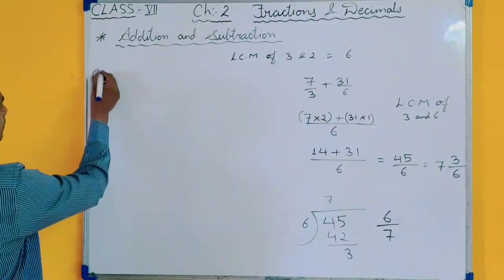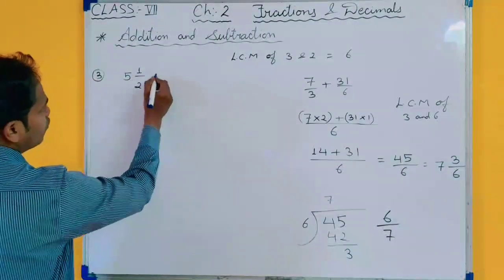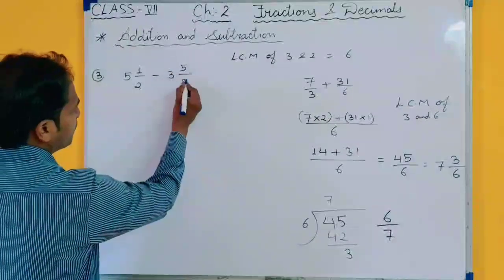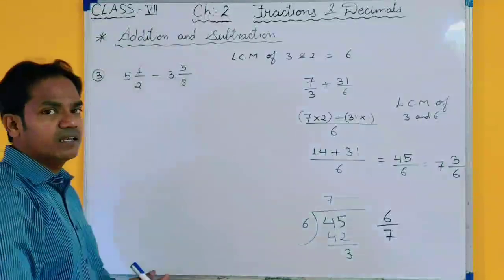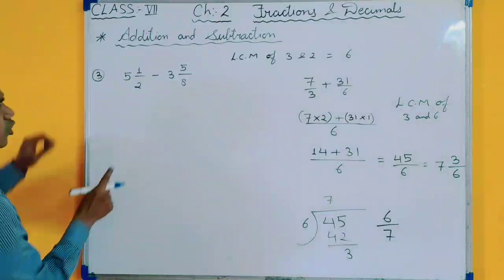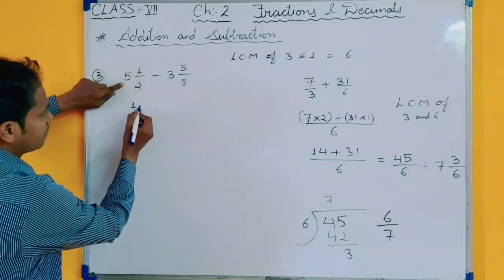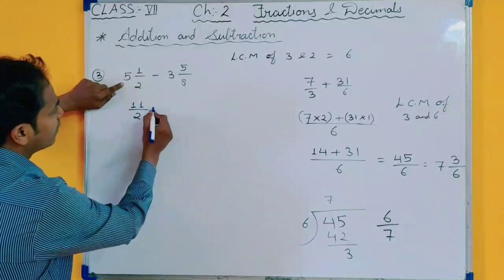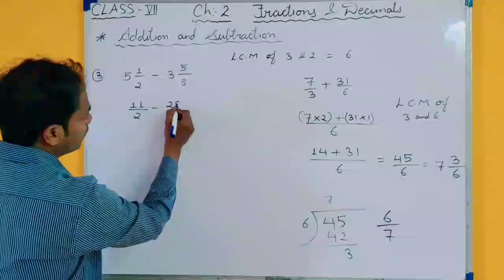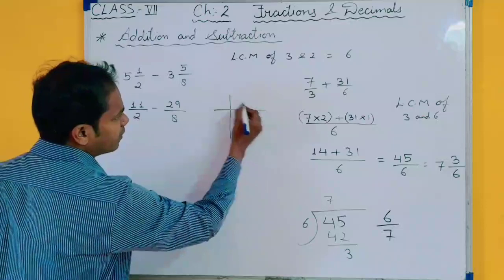Take third example. 5 and 1 upon 2 minus 3 and 5 upon 8. Again this is mixed fraction. We will change this mixed fraction into improper fraction. You can write directly also. 2 fives are 10, 10 plus 1 is 11. You can solve this directly. 8 threes are 24, 24 plus 5, 29 upon 8. Take LCM of 2 and 8.